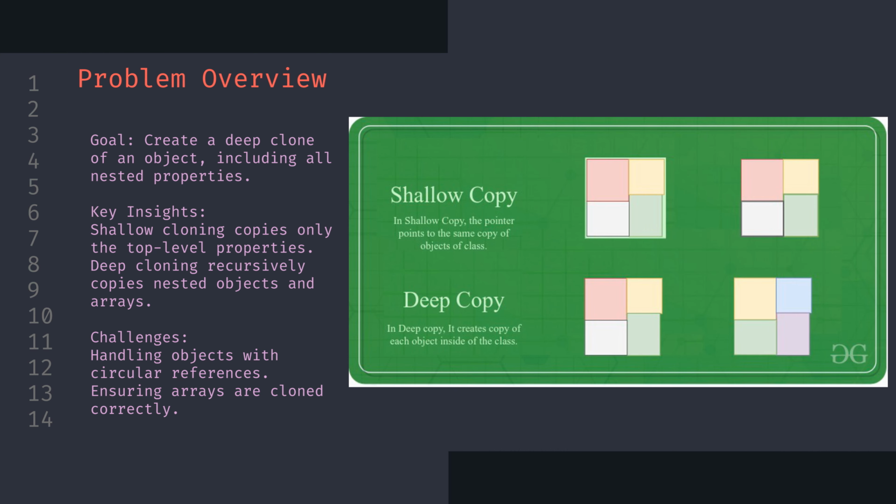Deep cloning is essential when working with complex objects to avoid unintentional mutations. Unlike shallow cloning, it ensures that all nested properties are fully copied.